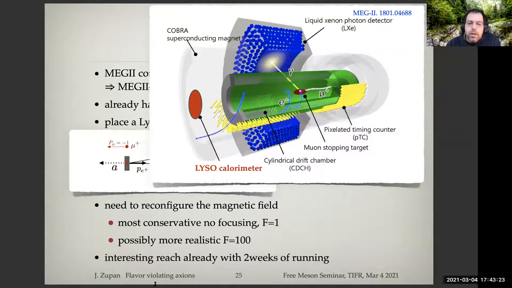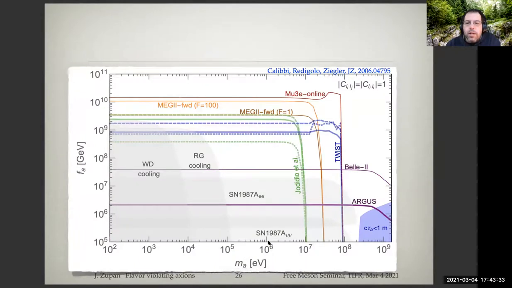All right. So the interesting thing is that you can reach nice sensitivity already if you run for 2 weeks. So that's what I've been plotting. No? So these lines here are after 2 weeks of running of MEG II forward, and there's the MEG II forward where it says F equal 1. This is this brown line. If you have focusing, it's the orange line.